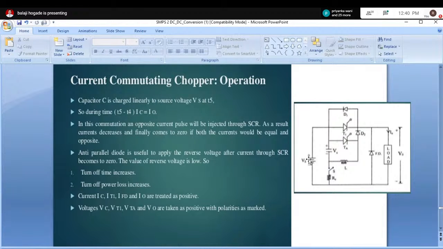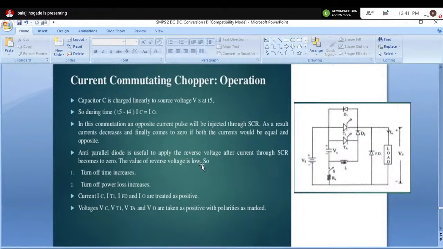The load current which is flowing through the circuit is same as the capacitor current during the interval T4 to T5. In this commutation, an opposite current pulse will be injected through SCR. As a result, current decreases and finally comes to zero if both the currents are equal and opposite. Anti-parallel diode is useful to apply the reverse voltage after current through SCR becomes zero.